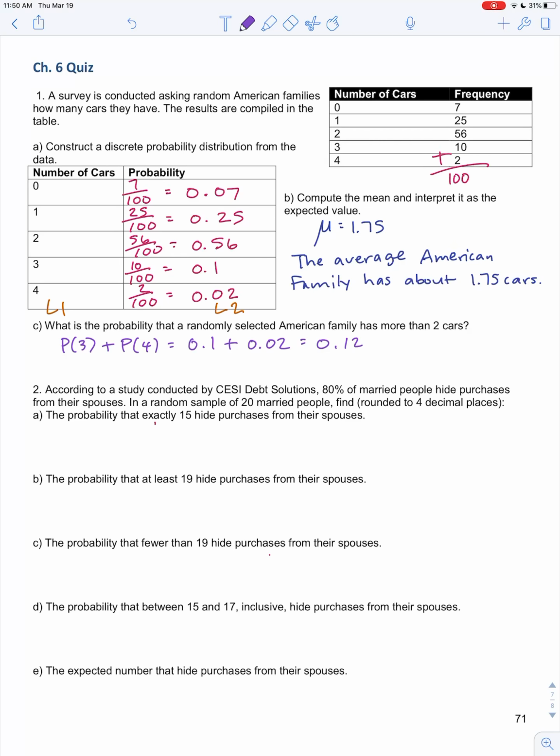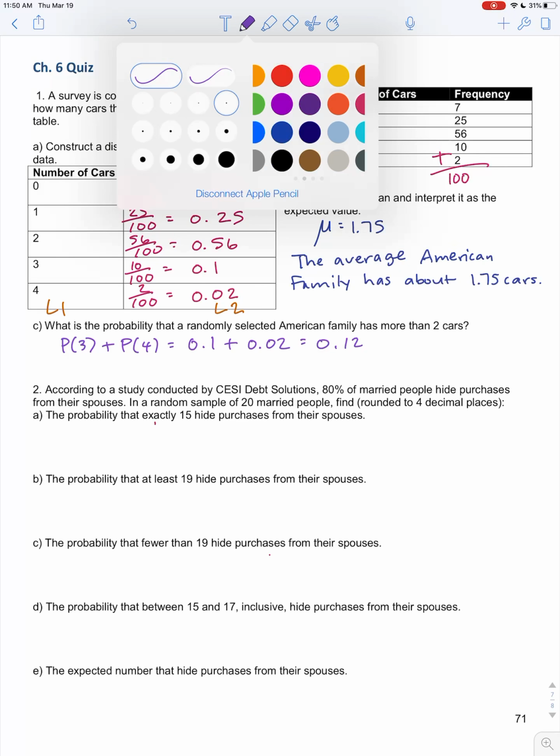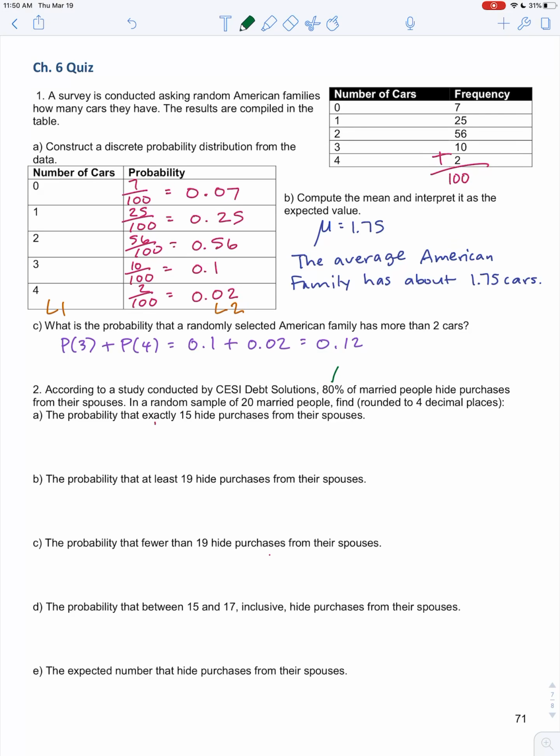All right, let's take a look at number 2. According to a study conducted by CESI Debt Solutions, 80% of married people hide purchases from their spouses. In a random sample of 20 married people, find, and it's saying round to 4 decimal places. Before we start, just note that this is a binomial problem. They've given us the probability of success right here, 80%, so we'll say P equals 0.8.